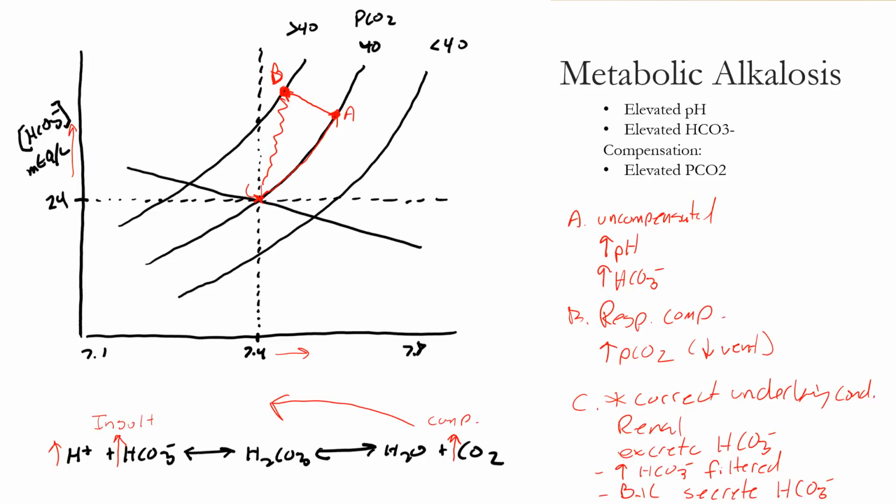So this is how the renal system would compensate. But again, it can only get us back to our normal if we make an effort to correct the underlying condition. So over here, in metabolic alkalosis, look for an elevated pH, an elevated bicarb, because that's the initial insult, and then the compensation is going to be an elevated PCO2 to help bring that pH back down.